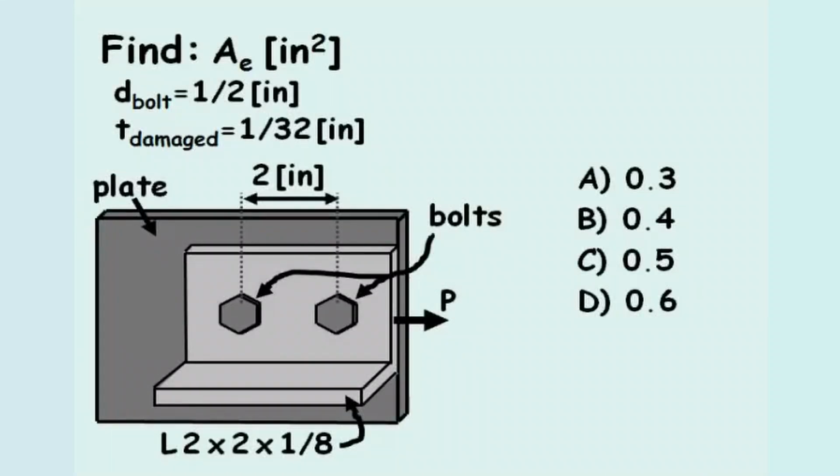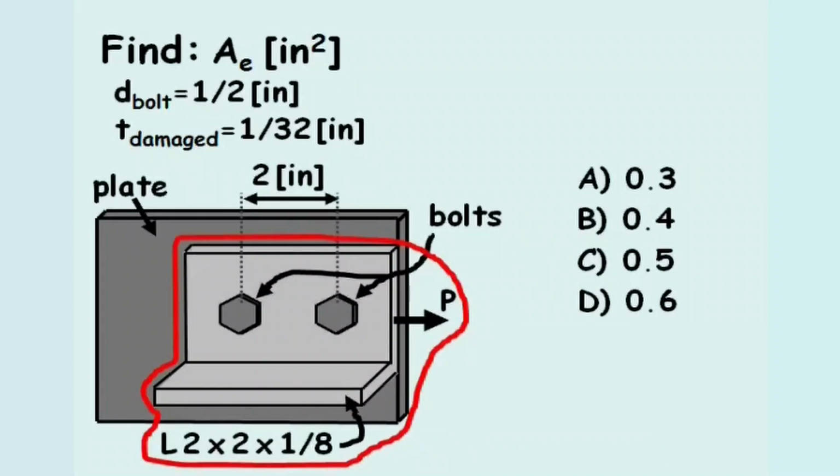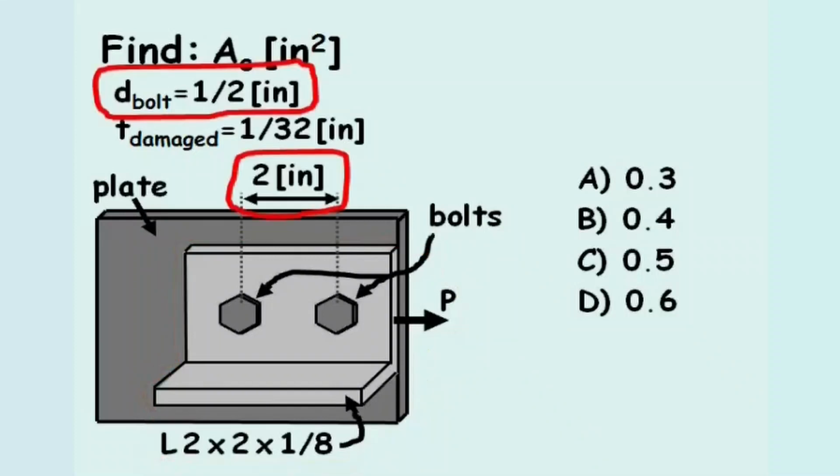Find the effective area of the L-beam in inches squared. In this problem, a 2 by 2 by 1/8 L-beam is bolted to a plate and subjected to a force P. The bolts are spaced 2 inches apart with a given bolt diameter d bolt.